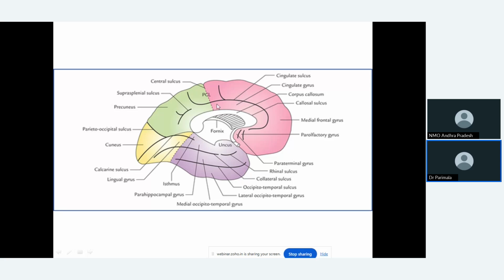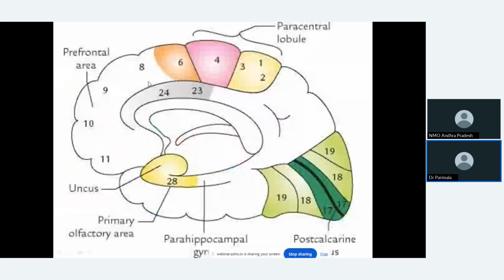And this is paracentral lobule, which is the extension of precentral gyrus and postcentral gyrus around the medial part of central sulcus, right? This is the prefrontal area or prefrontal gyrus. The same areas we see here also: 4 main motor, 6 premotor, 8 frontal eye field, and 9, 10, 11 is the prefrontal area.